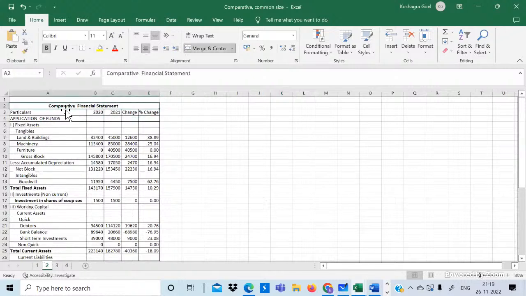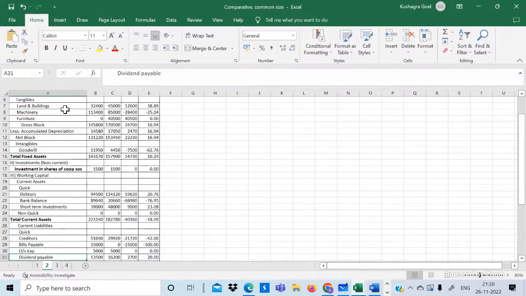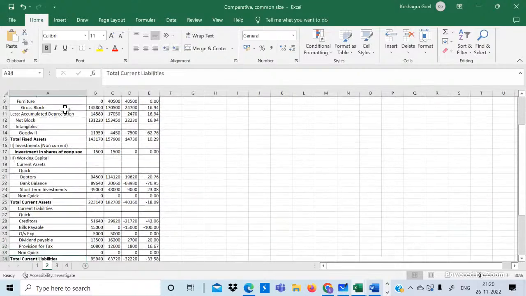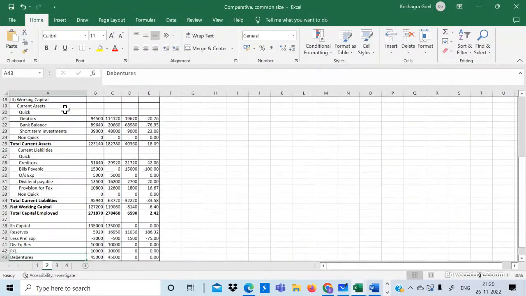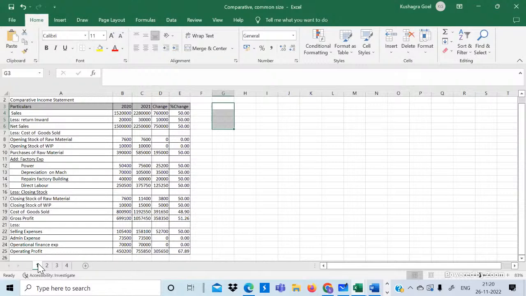If you look at a comparative financial statement for a balance sheet, it's on similar lines. You'll have your assets, be it your tangible, intangible, then you'll have other non-current assets. You'll take your current assets, and then you calculate your absolute change, percentage change. Then you'll have your liability side, your current liabilities, your non-current liabilities. Again, calculate your absolute change, percentage change. So any doubt with a comparative income statement, comparative balance sheet? Okay. Then let's move to the next one, which is a common size statement.